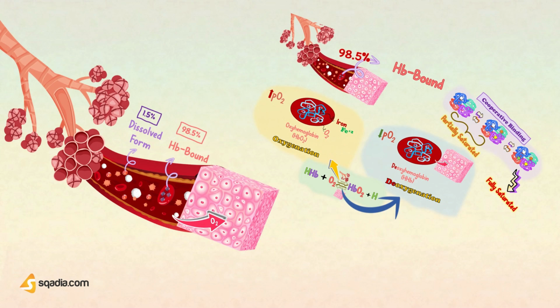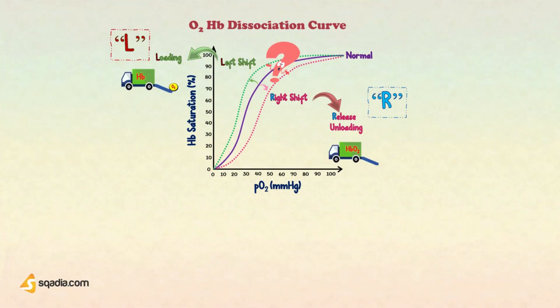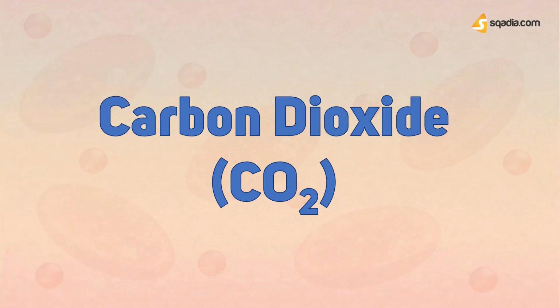Now that we have a detailed discussion on how oxygen is carried in the blood, you got to know about the oxygen content, oxygen binding capacity, oxygen delivery, hemoglobin dissociation curve, and the factors causing its right or left shift. So, here comes the other respiratory gas that we exhale with our every breath.